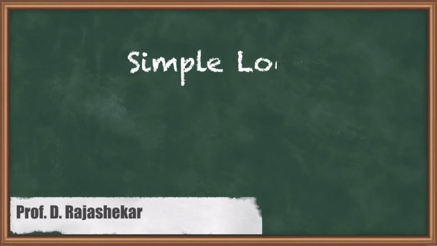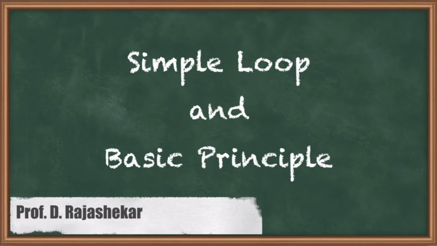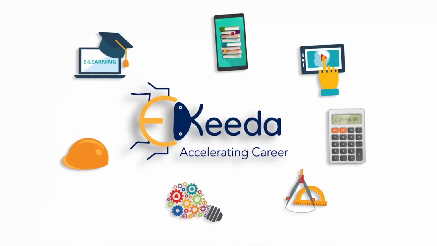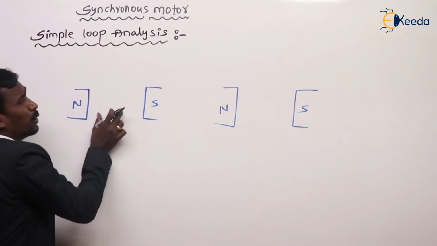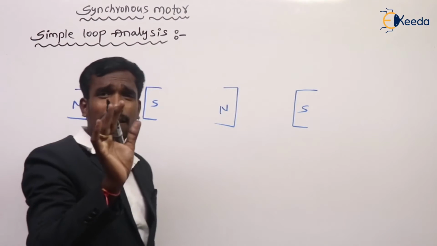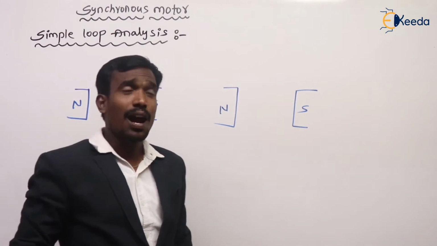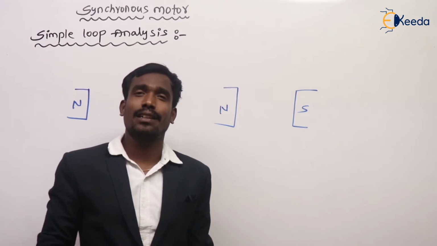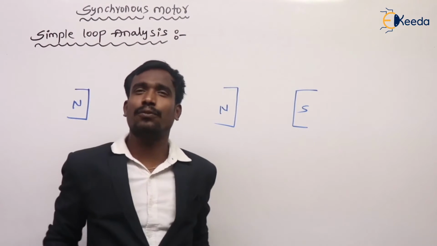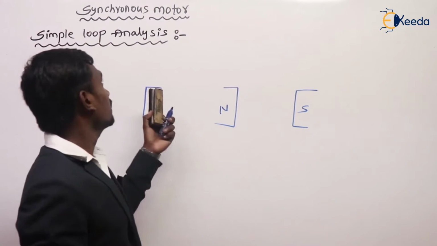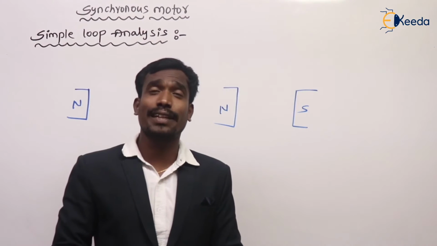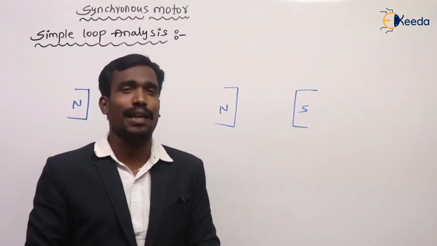Hi friends, in this video, the next topic is simple loop analysis for synchronous motor. Here, the simple loop diagram will explain what the function of a motor is. As I said in the alternator, if you listen to alternators carefully, the synchronous motor is the same. Even in simple loop analysis, I said the only change is load and supply.